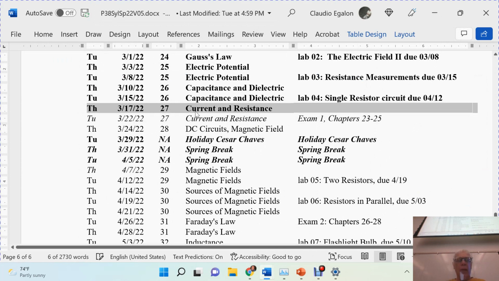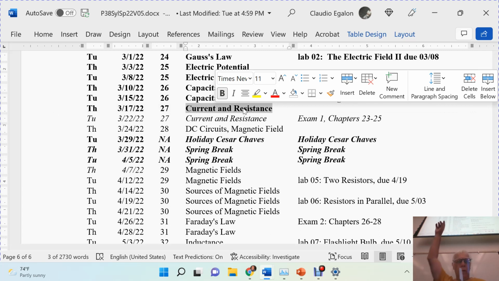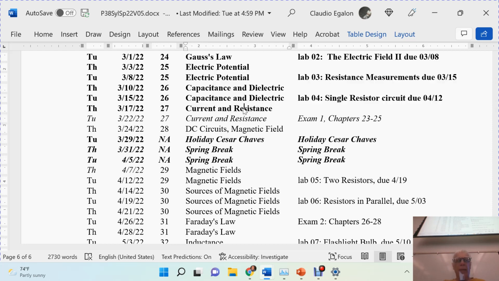So we are going to start current and resistance today. And now we are going to start understanding better those experiments that we did. We did the experiment on measuring the resistance, and then we did the other experiment of the current in a circuit. We're going to start understanding this experiment better because we're going to start talking about it.